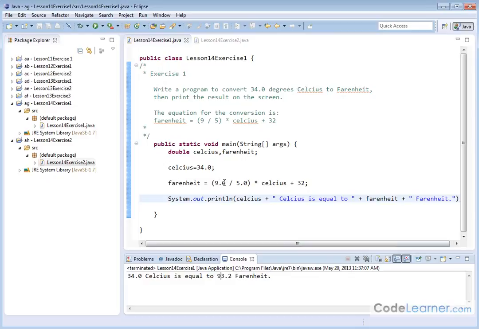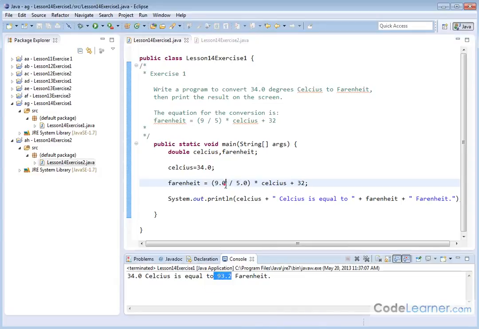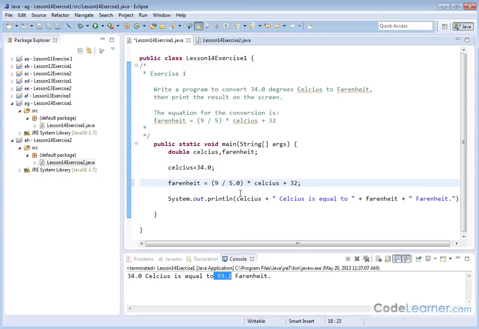It's a common mistake. So it's 9/5 times Celsius plus 32. Notice we wrote it as 9.0 divided by 5.0. Let me show you what happens. Notice the answer is 93.2. If I take this 0.0 away and I take this 0.0 away and I hit save and then I run it, notice the answer changes completely. 34.0 degrees Celsius is equal to 66.0 degrees Fahrenheit.